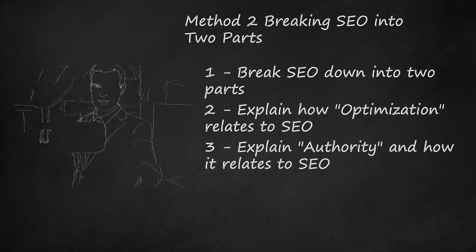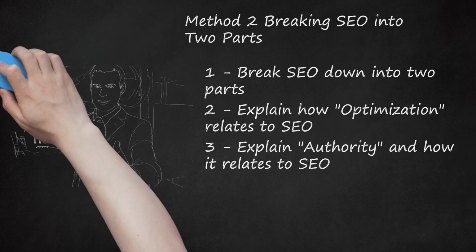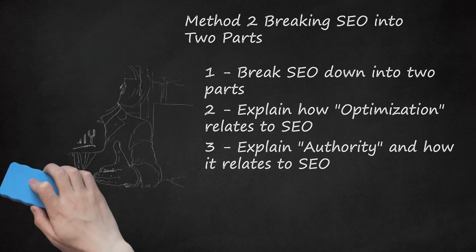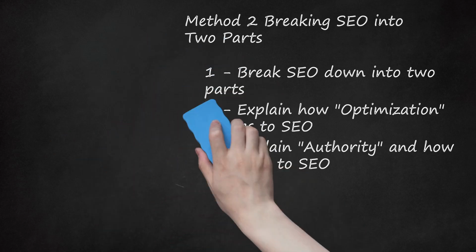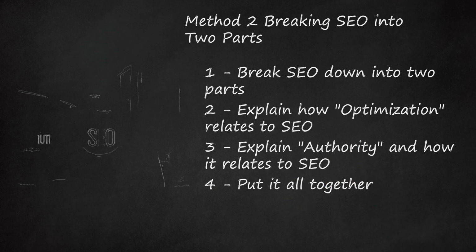3. Explain authority and how it relates to SEO. Your client also needs to understand that having authority proves to the search engine that his or her website is the best website. For example, you could say, the more authority your website has, the higher up on the search results it will be. Having your website appear on others will prove to the search engine that your site is better than all others on the same topic. 4. Put it all together.